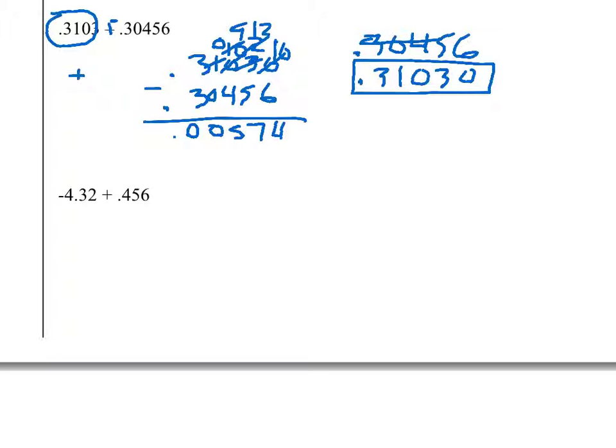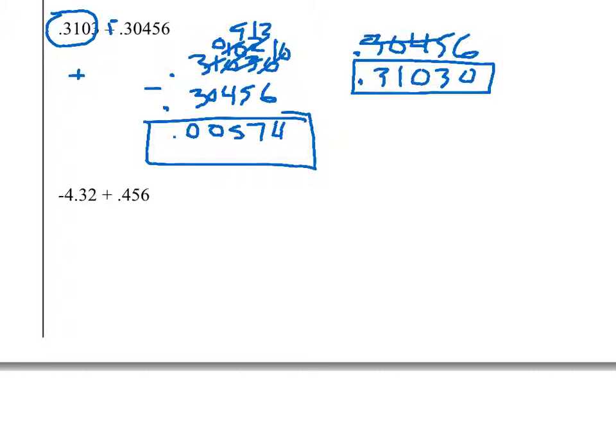Now going back to the original problem, we knew this was opposite sign subtract, so we have to take the sign of the larger number. Everybody, the larger number was positive or negative? Positive. So our answer is positive or negative? Positive. All right, so we know our answer is positive.